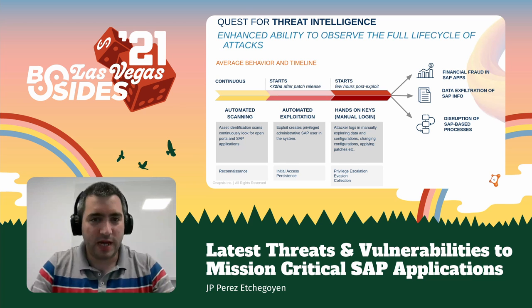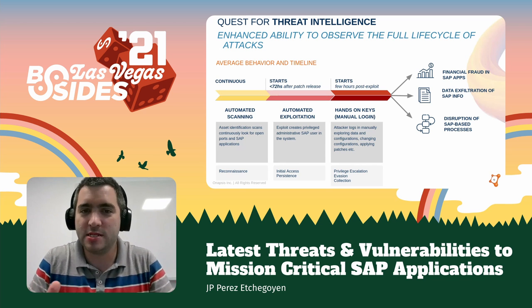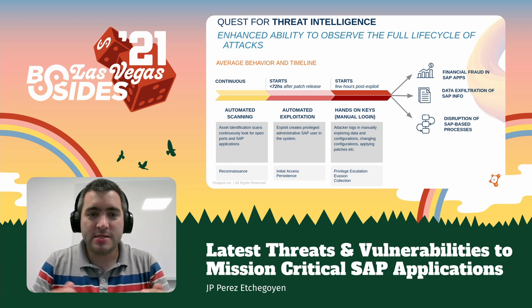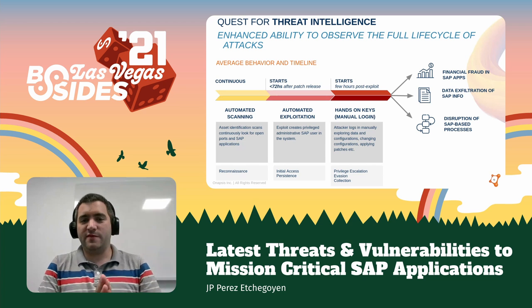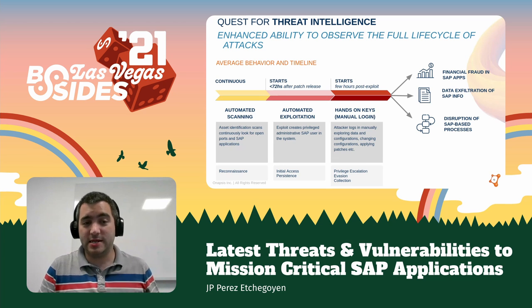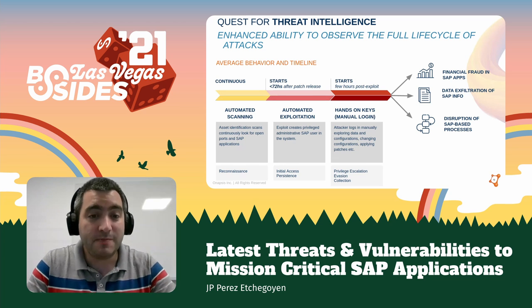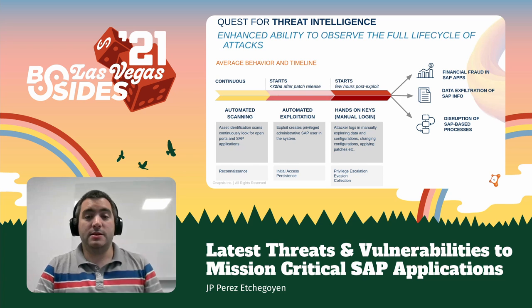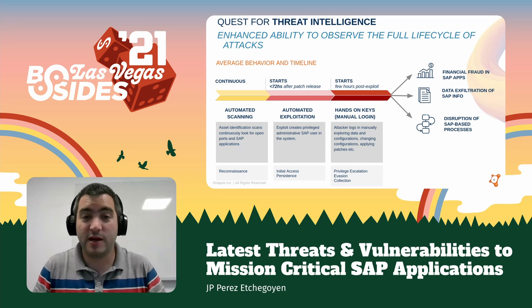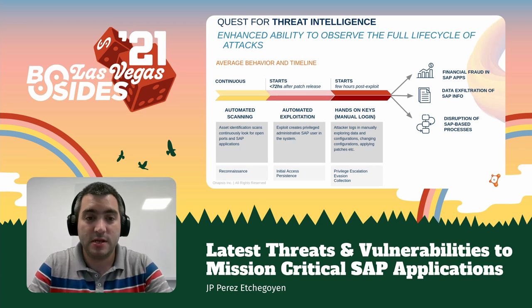So when we put all of that together into what is the life cycle of attacks, how does it look? Well, it looks interesting from a phases perspective. It starts with continuous automated scanning. Threat actors are building on top of their existing infrastructures to perform automated scanning, also searching for SAP specific vulnerabilities. This is to do reconnaissance and identify what the assets are and what vulnerabilities can be leveraged to compromise those systems.